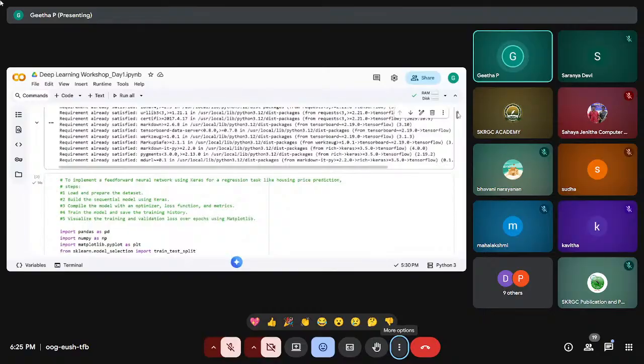After that, there is an example. We have a feed-forward neural network using Keras, and in this example we can do house price prediction. We have a house data set, in which we can predict the house price, and we also use pandas here, which is used for tabular data. And here you can see the steps.